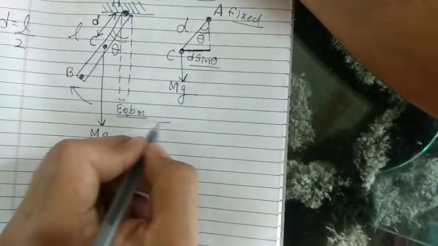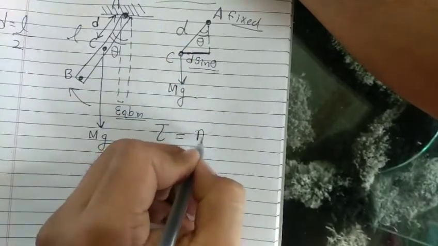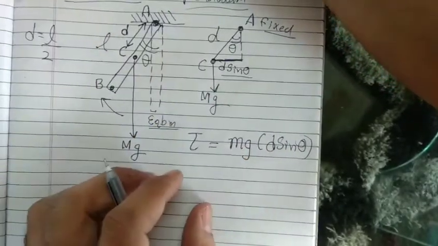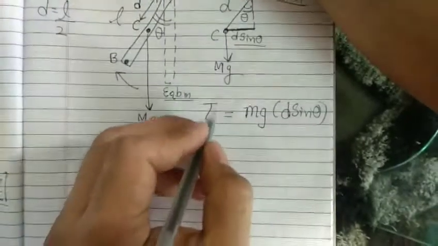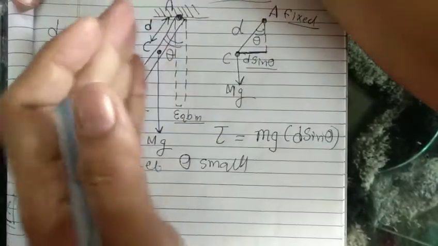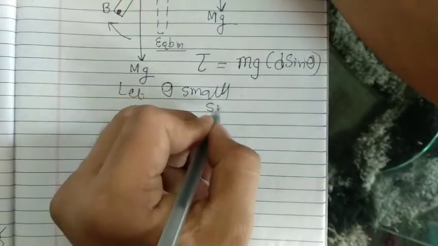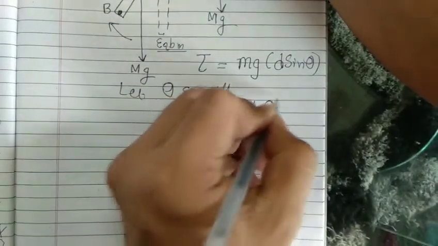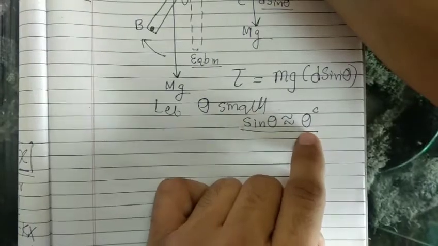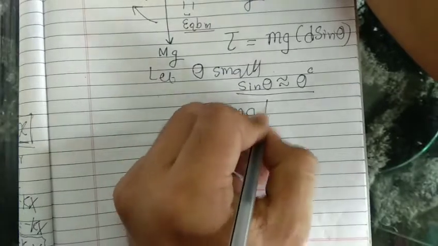Because of this mg, torque will be produced and it acts on the rod. The torque will be mg into d sine theta, the torque produced by mg. Now assume theta is small, that the rod is oscillating with a small theta. Then sine theta is nearly equal to theta in radians. You might know this point: for a smaller angle, sine theta is nearly theta. So the formula becomes torque equal to mg d theta.